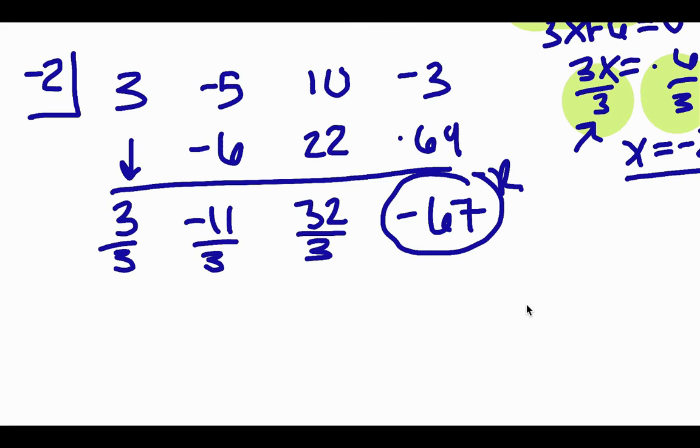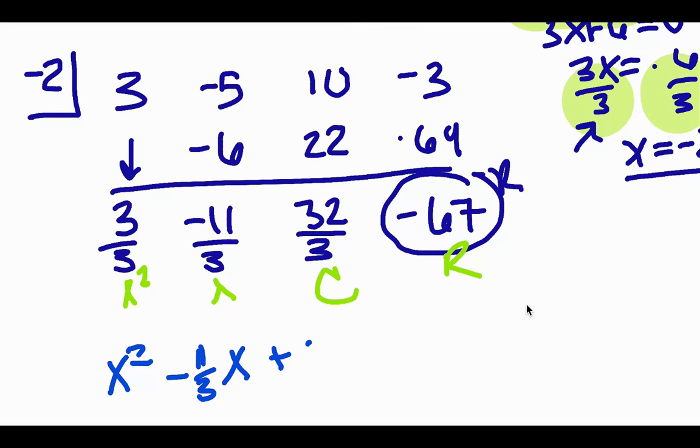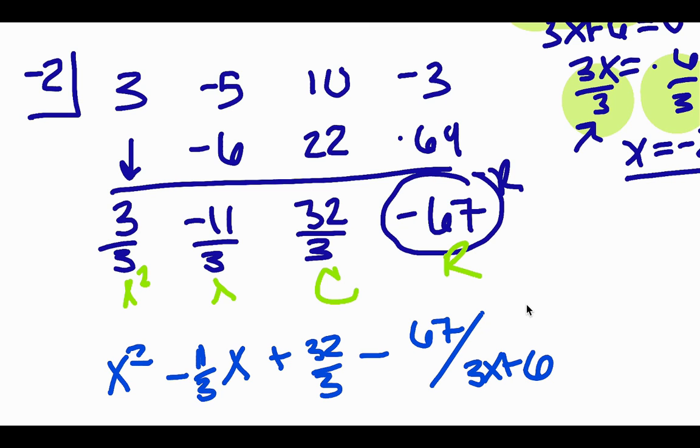Now, let's be smart about this. This is our remainder. This is our constant, this is our x, and this is our x squared. So when we write our finished product, we're going to have x squared, 3 over 3 is 1, minus 11/3 x plus 32/3 minus 67 over 3x plus 6. So this last term is still -67.